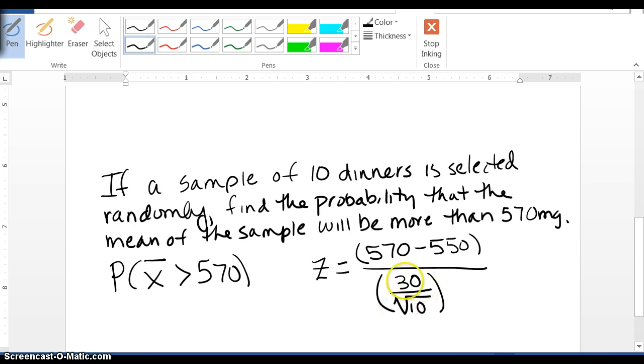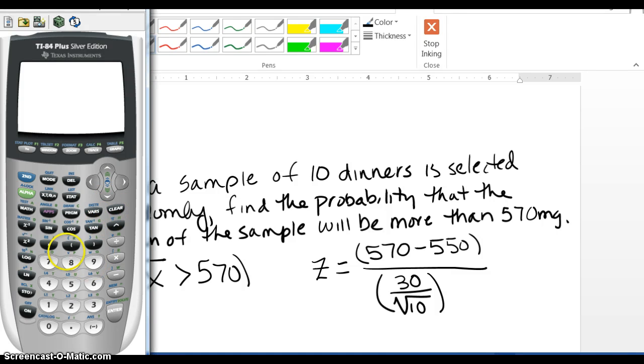This denominator is called the standard error. It's the standard deviation of the sample means, and it needs to be calculated in there to get the z. So let's put it in our calculator. We're going to do 570 minus 550 in the numerator, just like I did before. But the denominator is going to have the standard error in it instead of just the standard deviation. And now the z I'm getting is 2.108. I'm going to round it to 2.11.